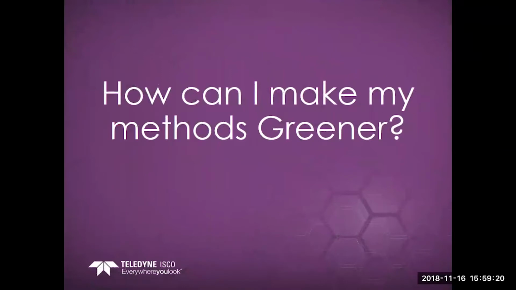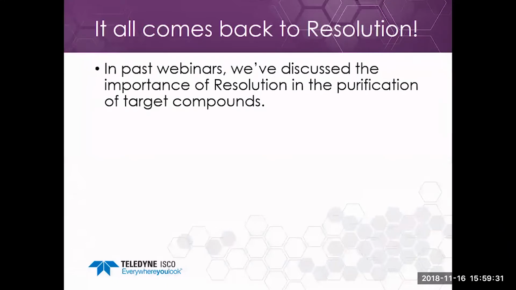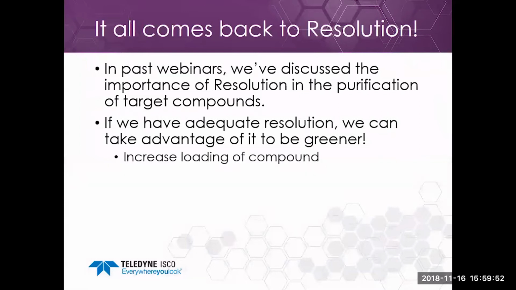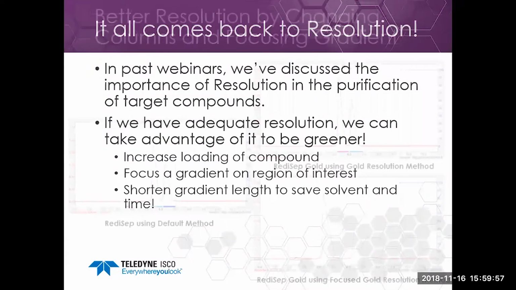So the last section I want to discuss is some other small changes you can make that can save some solvent use in your methods. So how can you make your methods greener? In past seminars, we've discussed the importance of resolution in purification of our target compounds. The resolution is what gives us the choice of how we want to use the excess resolution. We can load more compound. We can take advantage of it to go greener by maybe making a shorter method with a focused gradient. We can shorten the gradient length to save solvent and time.